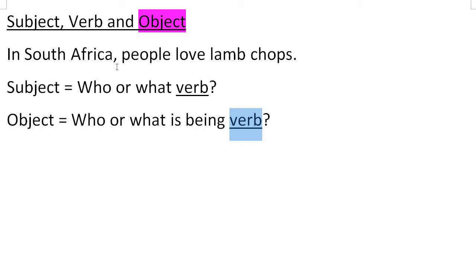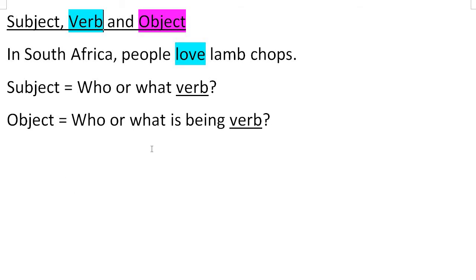There's only one verb in this sentence. Some sentences might have more than one, and that is clearly love, right? Okay, let's color that up there too so you can see it. In South Africa, people love lamb chops.